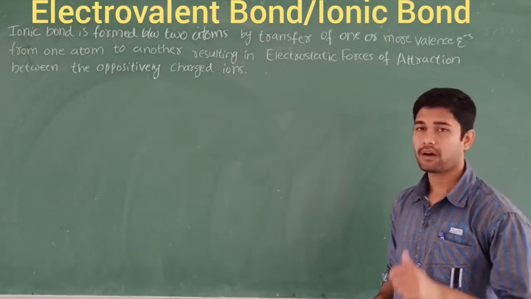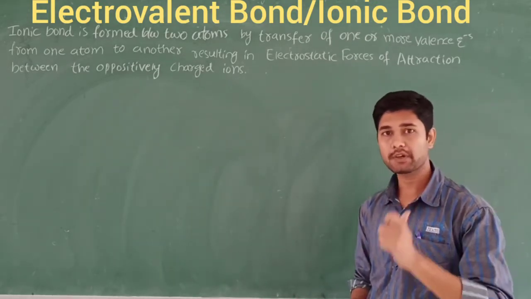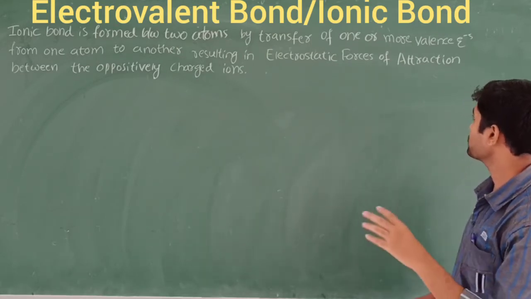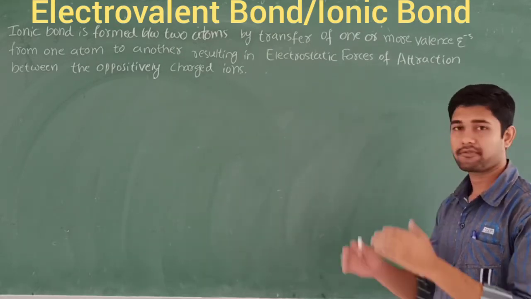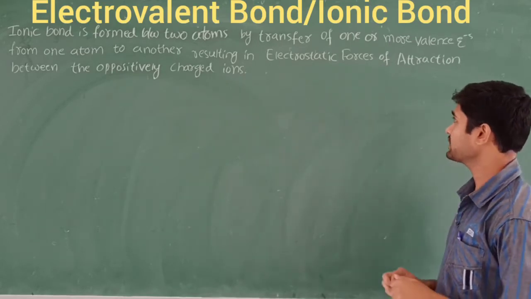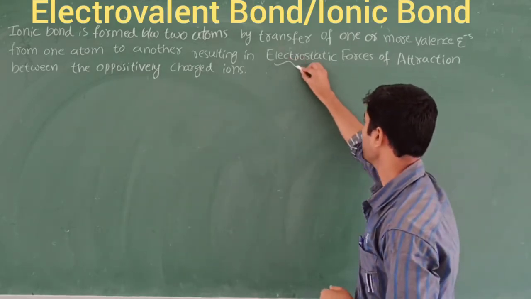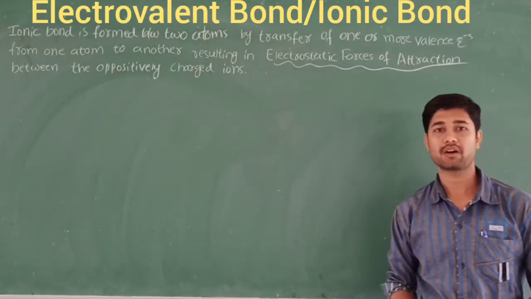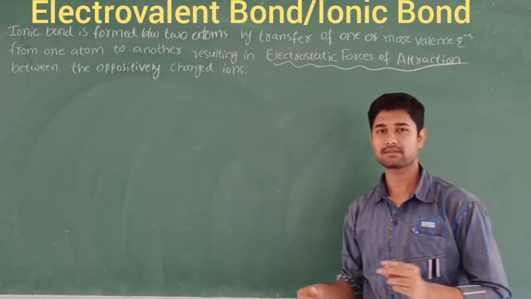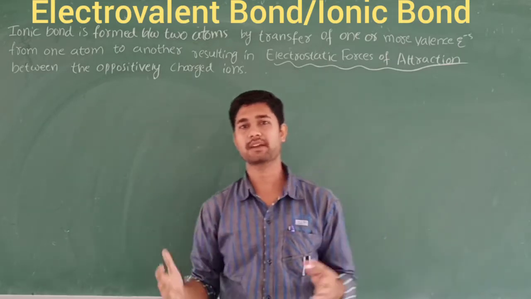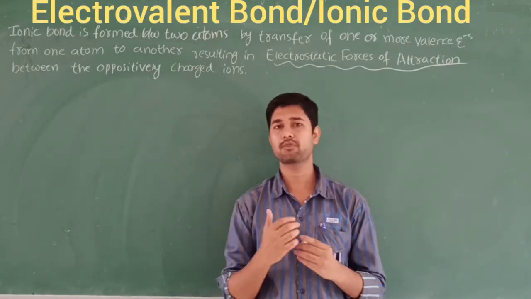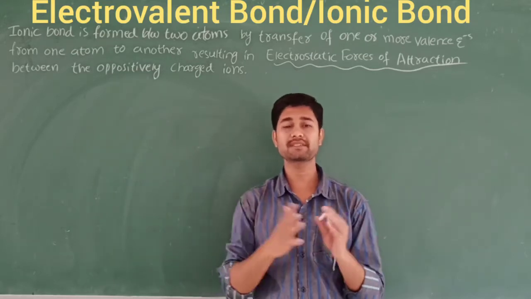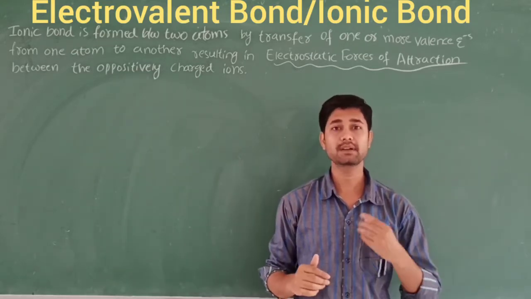The ionic bond or electrovalent bond is formed between two atoms by transfer of one or more valence electrons from one atom to another, resulting in an electrostatic force of attraction between the oppositely charged ions. How does the force of attraction arise? Because of the separate charges, plus and minus, they are always attracted to each other.